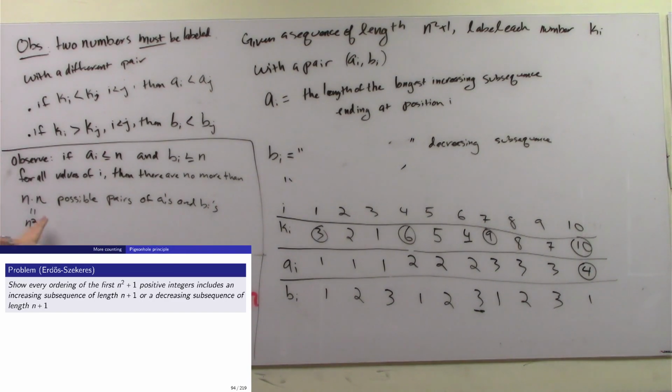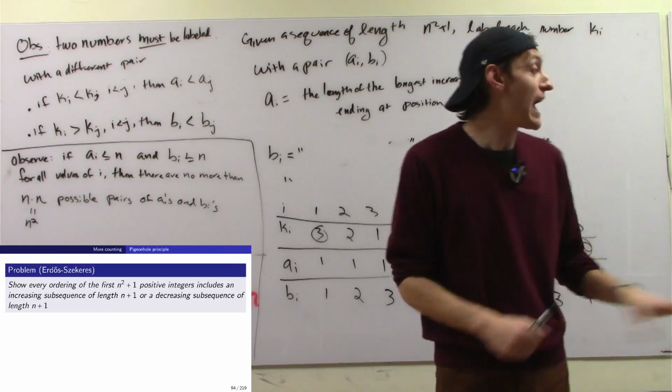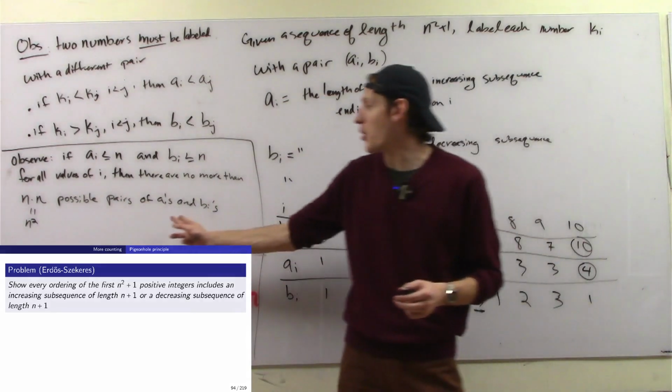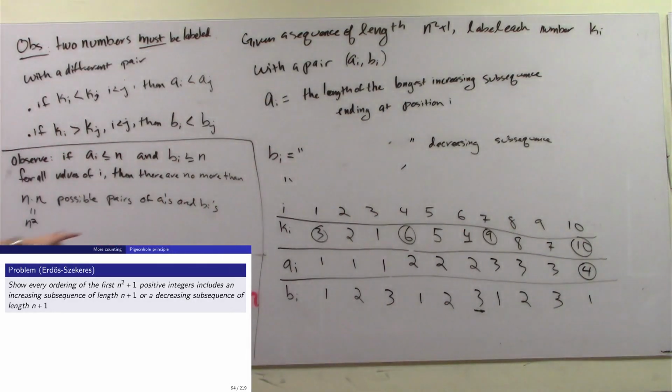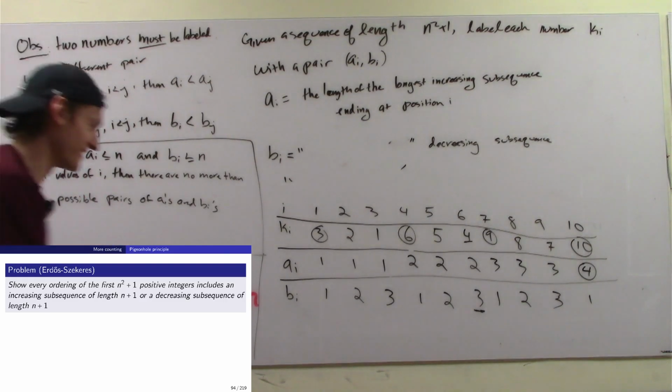So if you have n squared possible pairs, a contradiction arises. Suppose that we had n squared plus 1 points and no increasing subsequence of length n plus 1. That means we'd only have n squared possible pairs a sub i and b sub i. So the pigeonhole principle would imply that some pair was shared by two different points k sub i, but they can't have the same pairs, which is a contradiction. We haven't really discussed what a proof by contradiction is in this setting, but it is a thing. But contradiction is the punchline, as we all know.